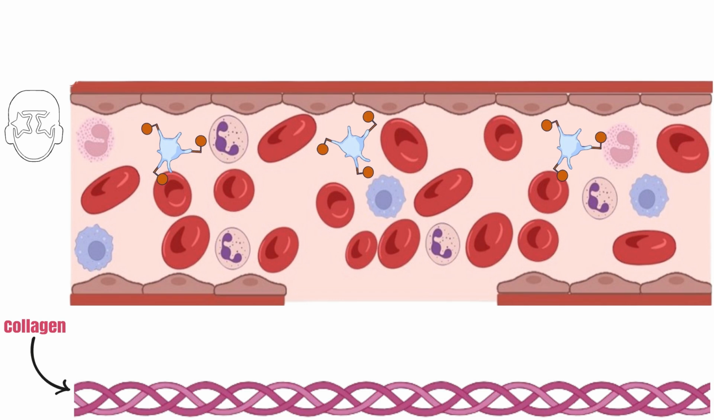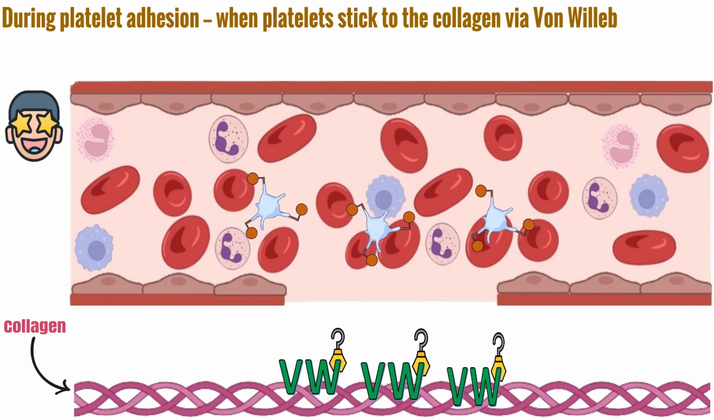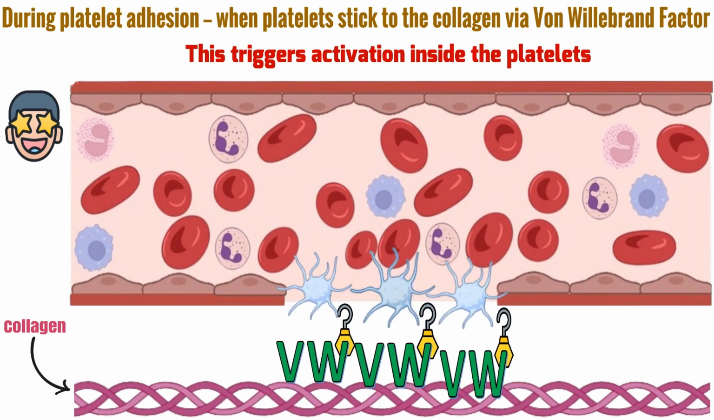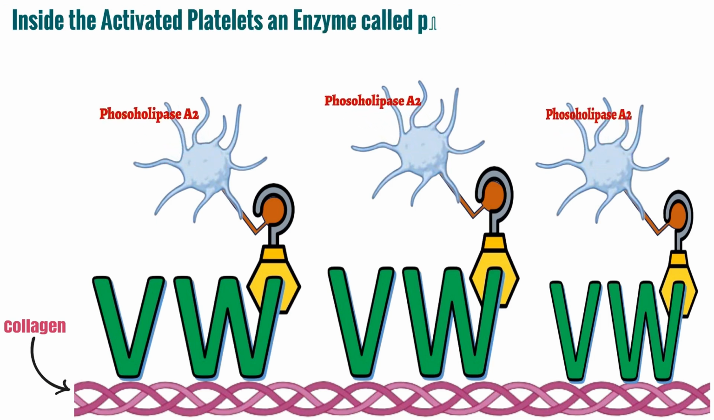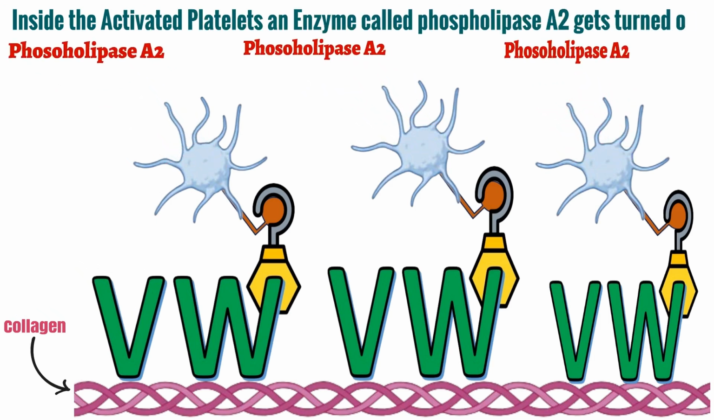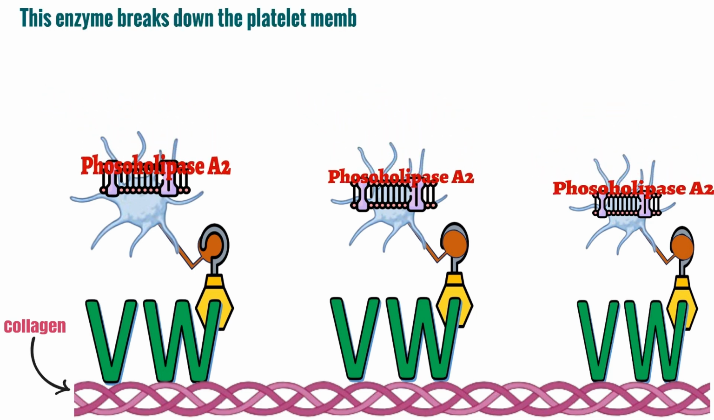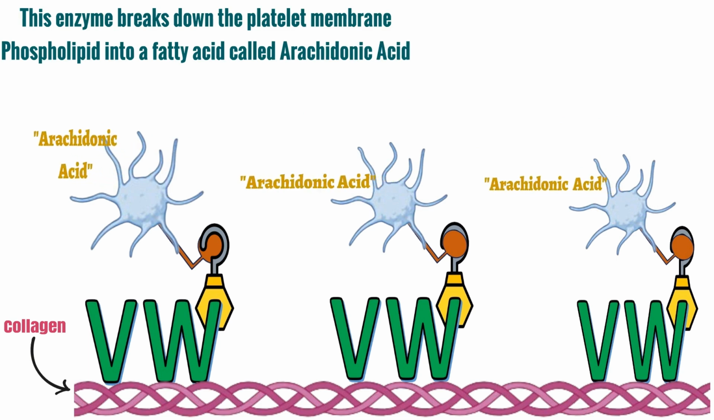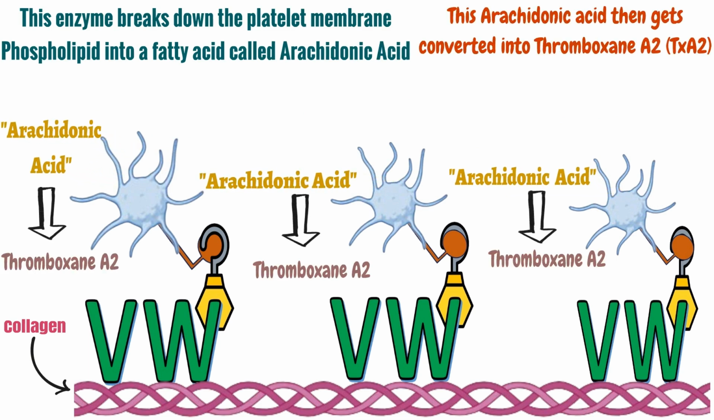Now, let's go back to the something interesting. During platelet adhesion, when platelets stick to the collagen via von Willebrand factor, this triggers activation inside the platelets. So, inside the activated platelets, an enzyme called phospholipase A2 gets turned on. This enzyme breaks down the platelet membrane phospholipid into a fatty acid called arachidonic acid. This arachidonic acid is then converted into thromboxane A2.